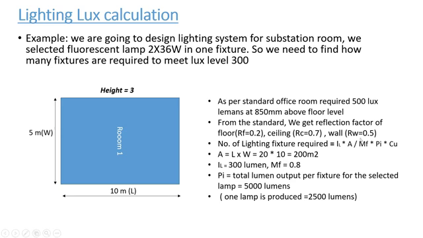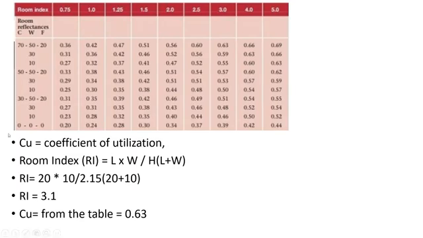So I have all the values except this CU. Now I will find this CU based on these 3 correction factors in the table, and along with that I have to calculate RI, the room index. From the standard, the correction factors 70, 50, 20 I have to consider, and the room index formula is length into width divided by height into length plus width. So the length is 20 and width is 10, divided by height.